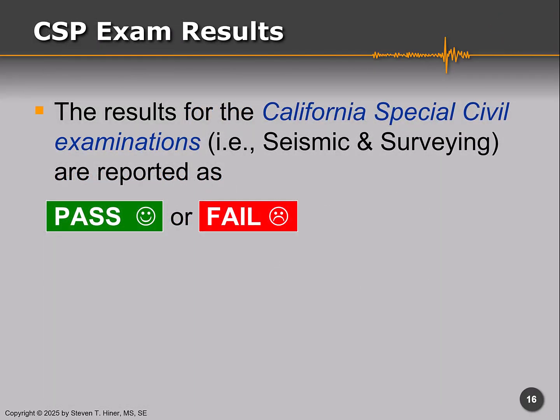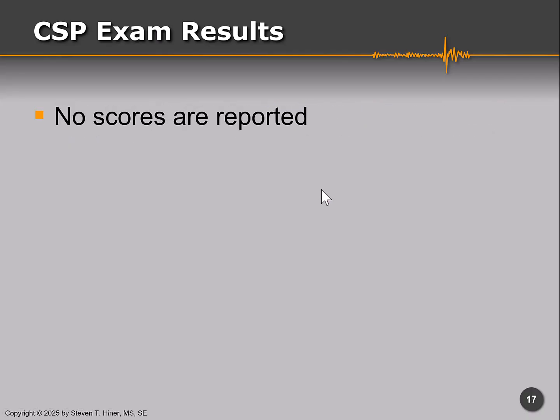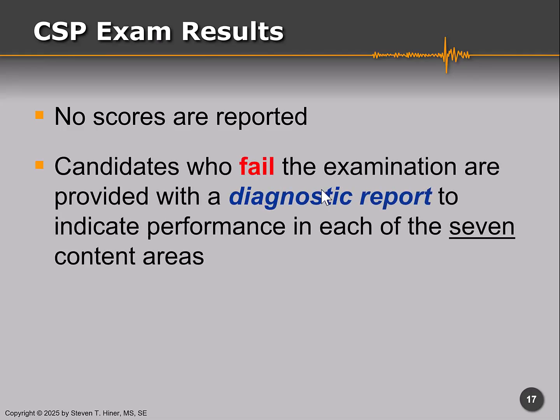The exam results are reported as either pass or fail. Pass is an email notification. It's going to have a little green area on the notification that'll say pass. Fail is not what you're looking for, obviously. There's no scores reported. Candidates who fail the exam are provided with a diagnostic report to indicate the performance in each of the 7 content areas.